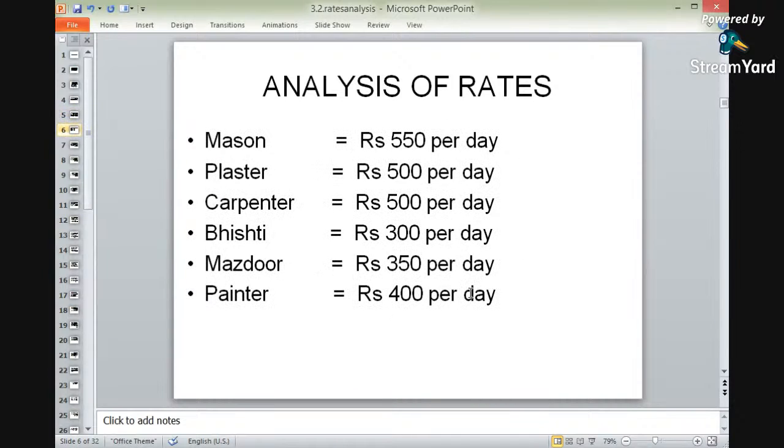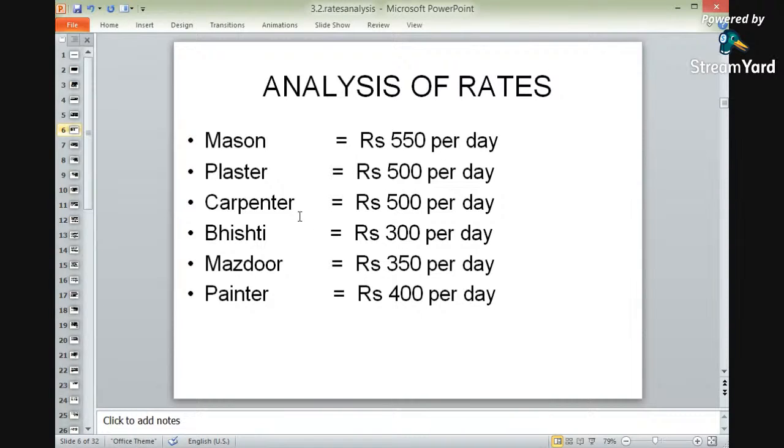Again, what are the different labor rates? Again, for these labor rates there may be a little bit of change also. A 25 to 50 rupee change may be there, or maximum 100 rupees. It depends on whether skilled labor is available, and from where we are hiring the laborers or masons or different laborers; the cost may differ by 25 to 50 rupees. So here I have taken the cost of a mason as 550 per day.